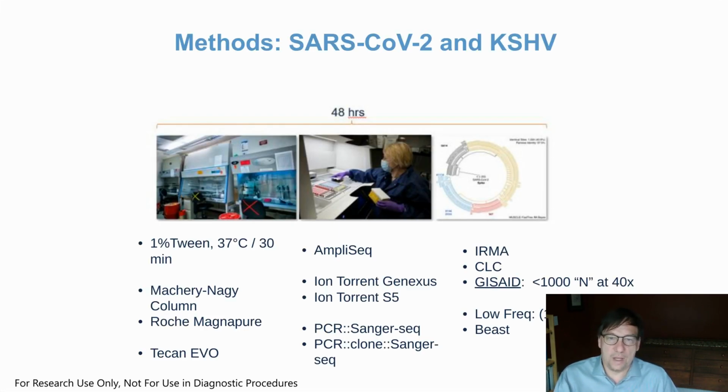The methods are the same. We get the samples in, we inactivate them, we use Roche to make either DNA or RNA. This is automated. We run the AmpliSeq initially on the Ion Torrent S5, now on the Ion Torrent Genexus system. And then we follow up either with PCR cloning and Sanger sequencing or with straight PCR Sanger sequencing. And then we use a number of algorithms to assemble the genome. I'm not going to talk about bioinformatic methods much today.